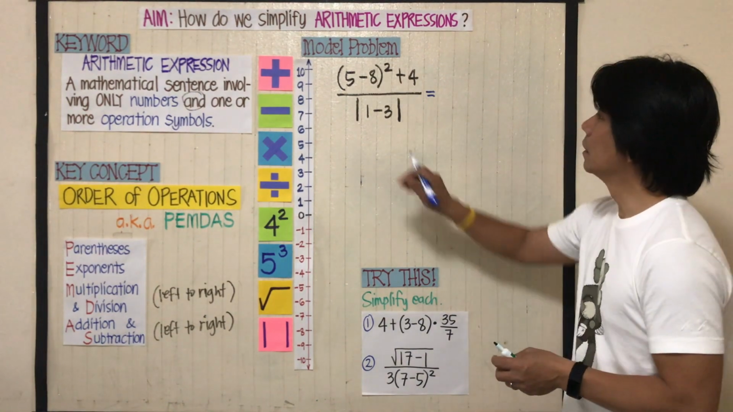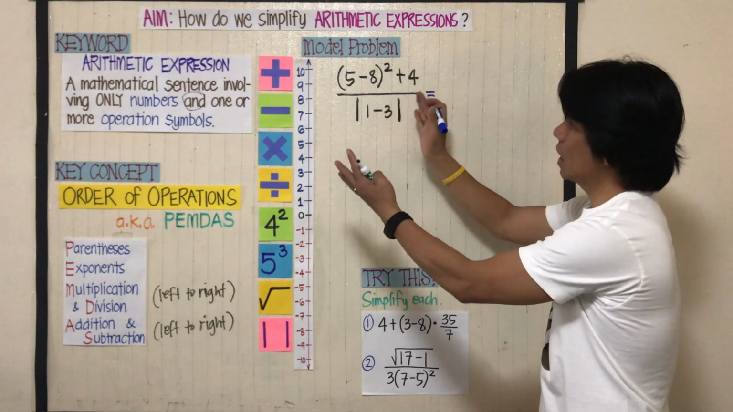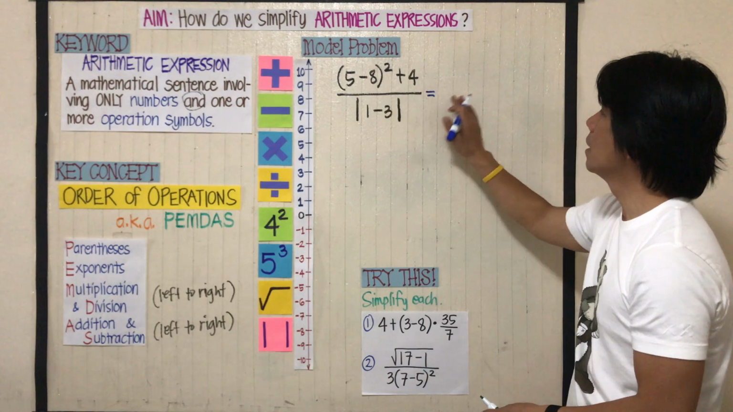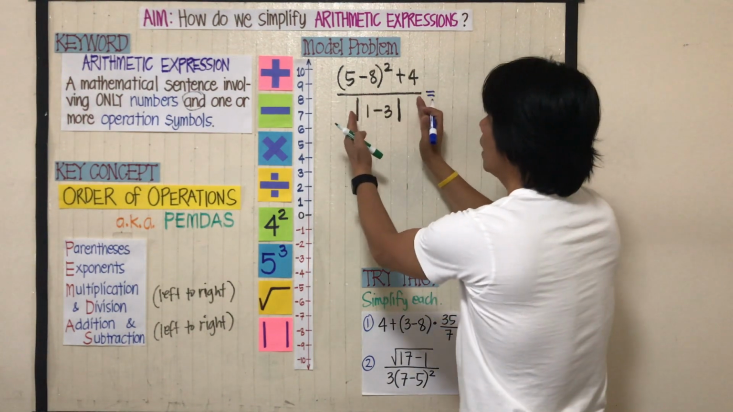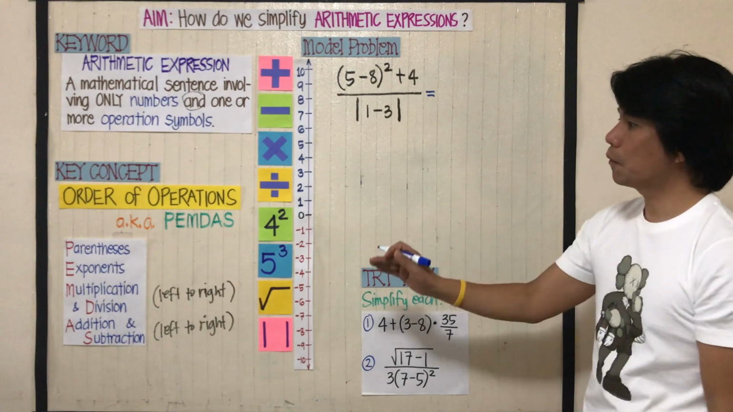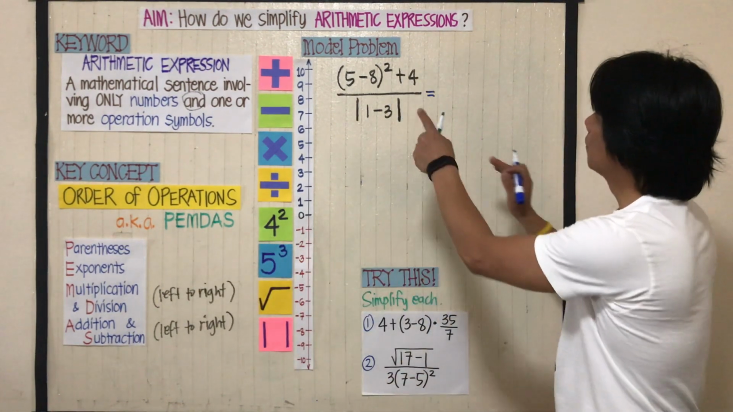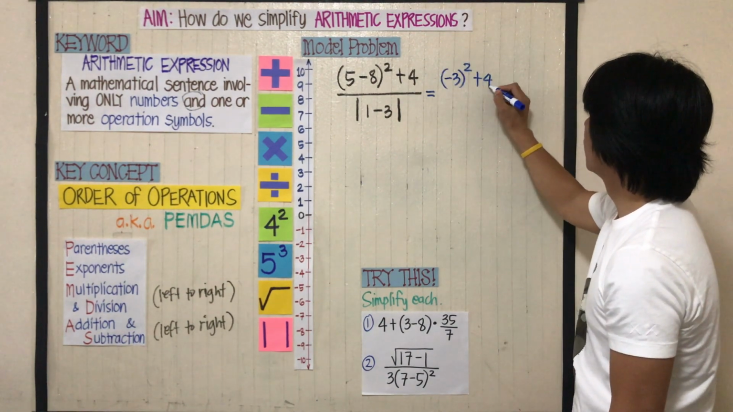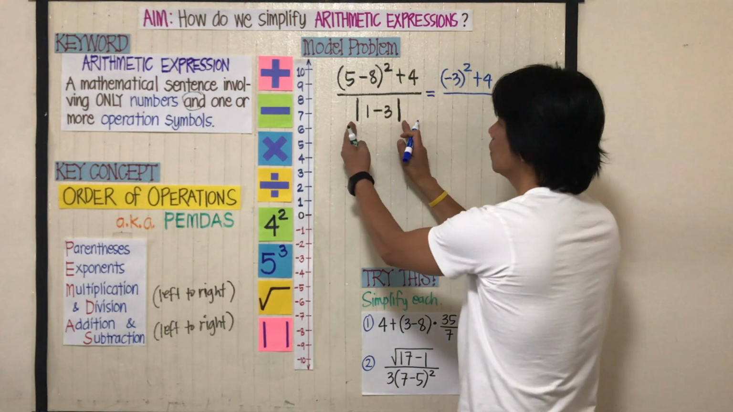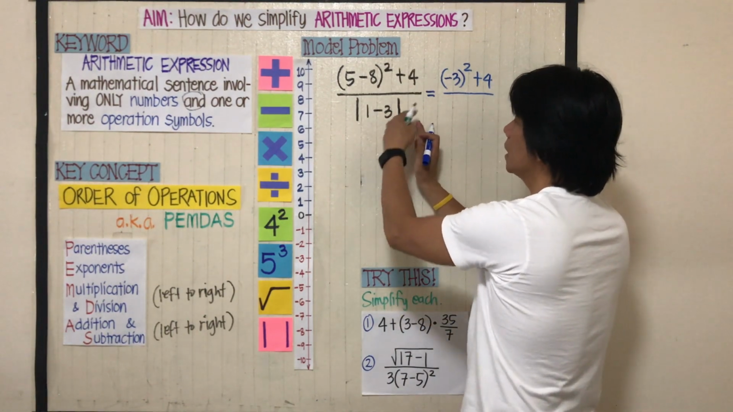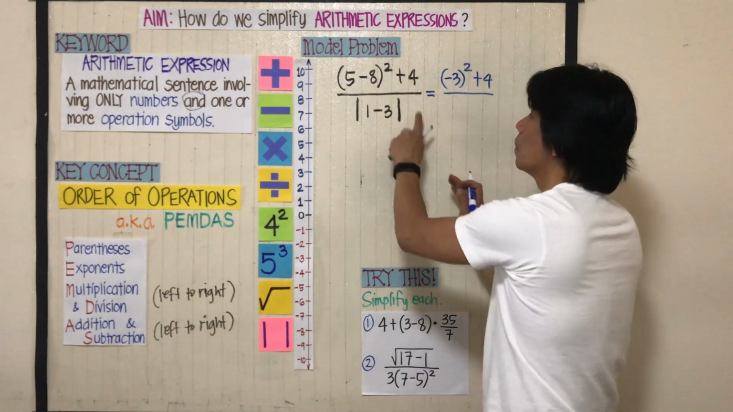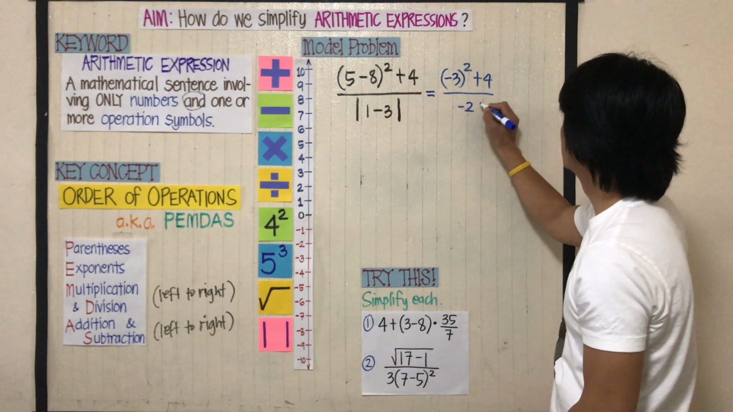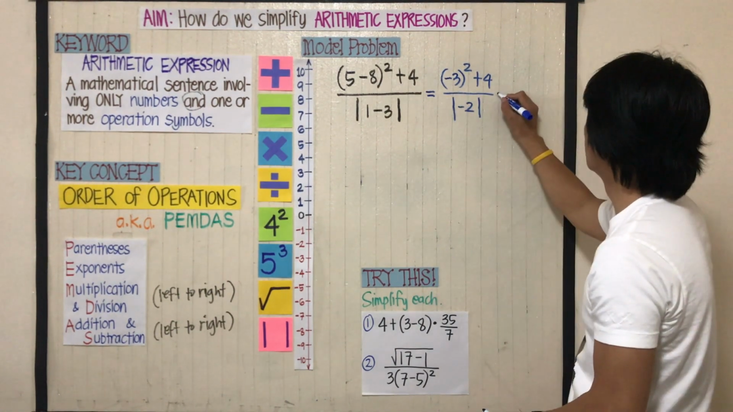Let's solve this together. So 5 minus 8 inside parentheses squared, plus 4, divided by the absolute value of 1 minus 3. What do we do first again? Parentheses. 5 minus 8 is negative 3 squared, plus 4, divided by the absolute value. Since the denominator is independent from the numerator at this point, we can solve this right away. So 1 minus 3 is negative 2. Then we keep the absolute value for now.